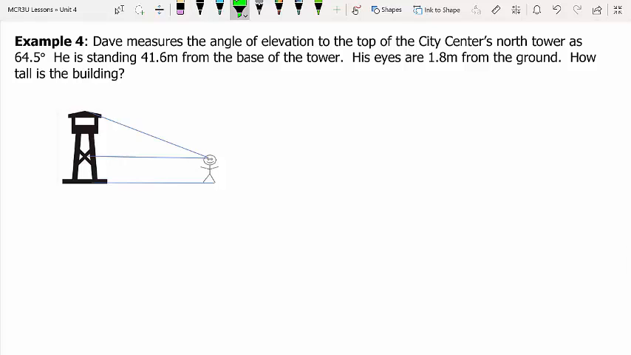First, the angle of elevation to the top of the north tower is 64.5 degrees. So that's going to be this angle right here, because there's our angle of elevation. We're also told that he is standing 41.6 meters from the base of the tower, so that means that both these side lengths are 41.6 meters. We know that his eyes are 1.8 meters from the ground. So from here to here is 1.8 meters, so that also means that from here to here is also 1.8 meters.